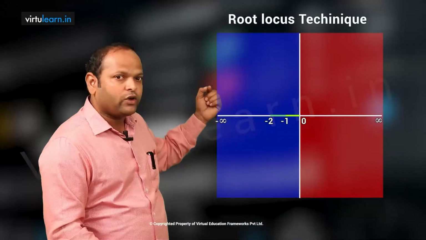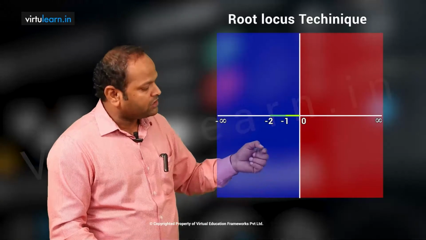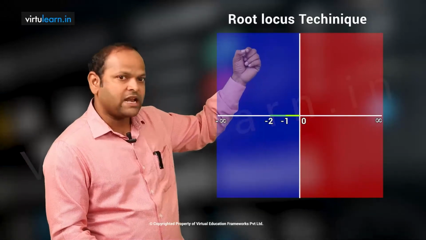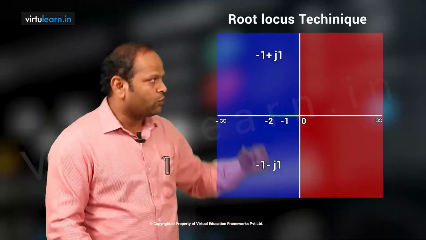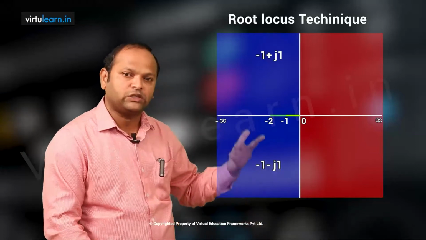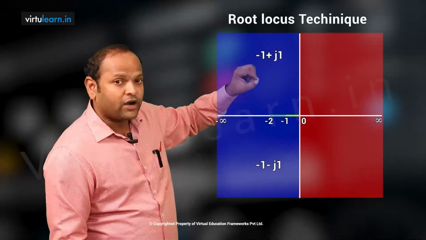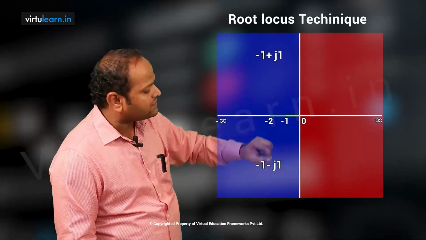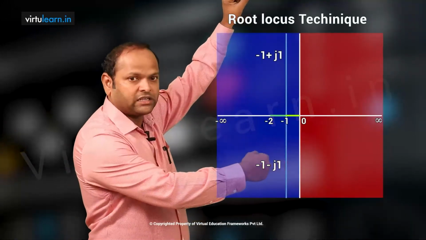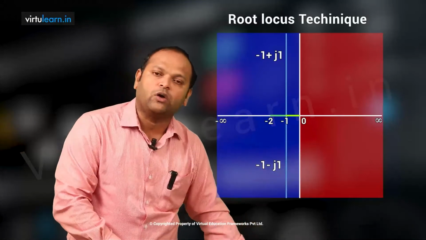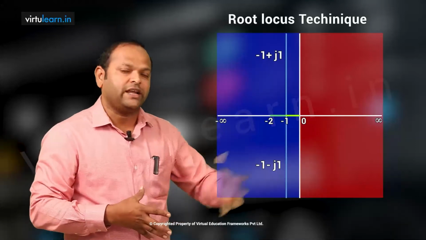So if you increase the k value, k is 2, I said it is minus 1 plus j1. That means these two poles are split. One is going into the complex plane and settles at minus 1 plus j1. The other is going downwards, minus 1 minus j1. So one pole is here, another pole is here when k is 2. Even if you increase k to 10, 100, 10,000, the real part is the same, only the imaginary part is varying. Therefore, you will get a straight line from minus 1 to plus j infinity with real part minus 1, and the other pole will move in the downward direction in the negative imaginary, that is minus 1 minus j infinity.